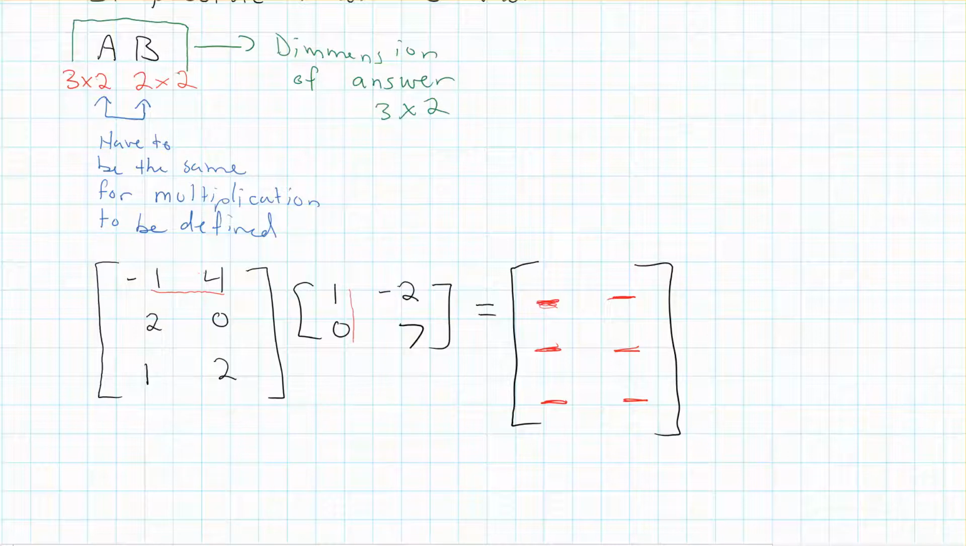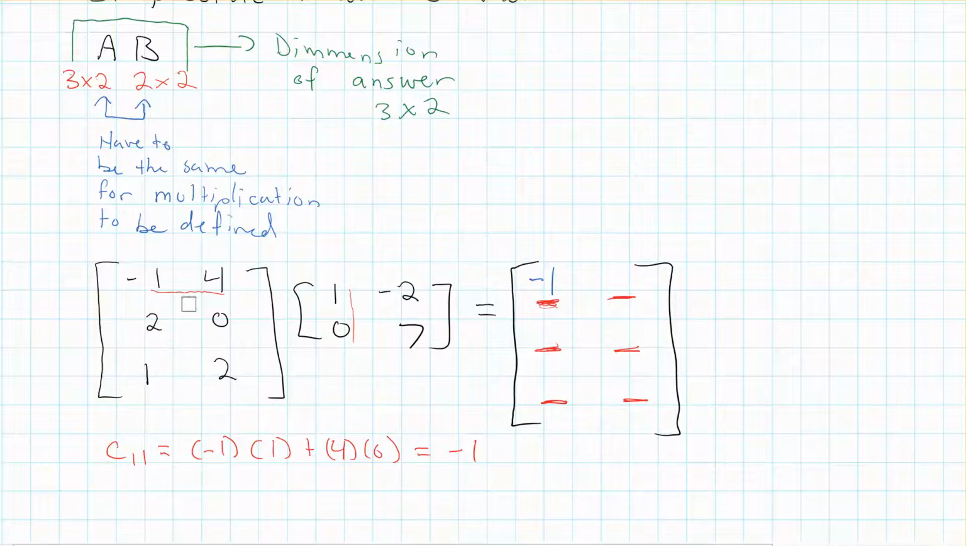Now notice that there's 2 numbers in the row, 2 numbers in the column. So we're going to pair the numbers up and multiply them together. So in other words, C11 is going to be negative 1 times 1 plus 4 times 0, which of course is just simply negative 1. So we get negative 1 in that position. And you can kind of see that's this row times column business.